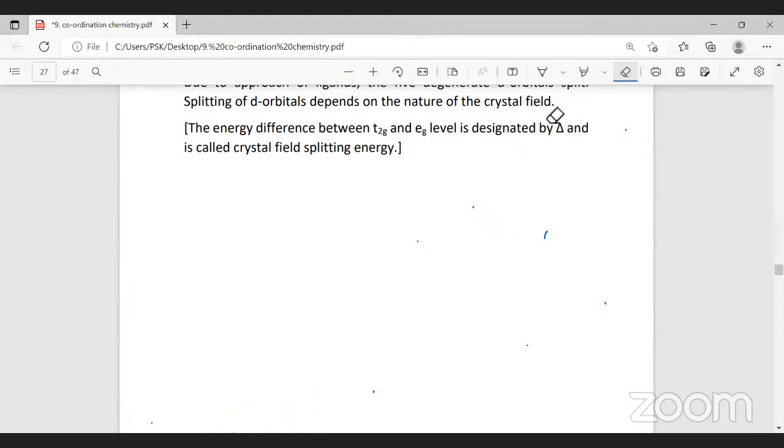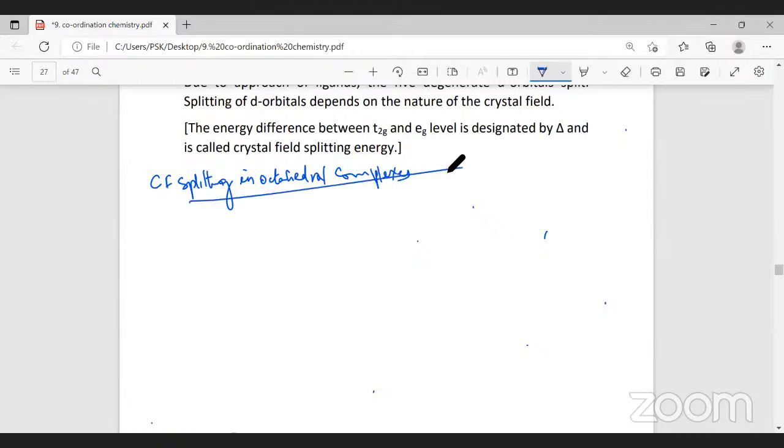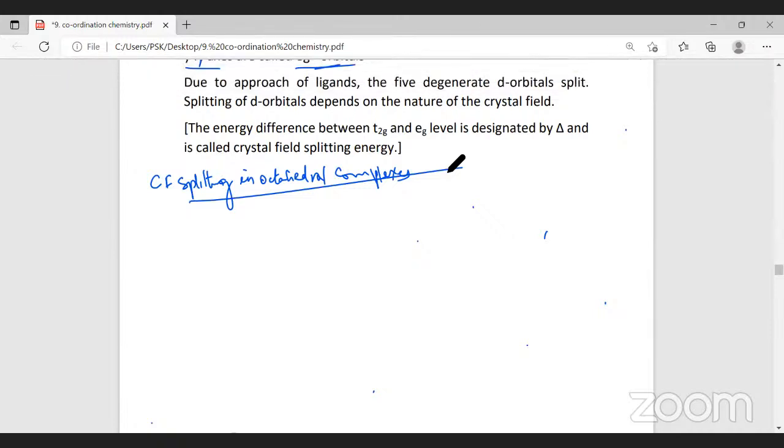So we're going to learn now crystal field splitting in octahedral complexes. Now you should visualize what I'm going to try. Now this is based on the energy.